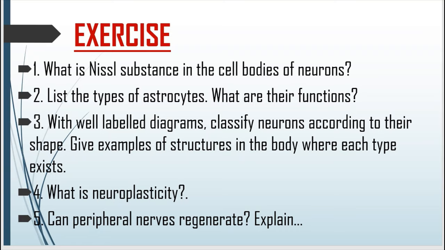And then the next thing you have is an exercise saying: what is the Nissl substance in the cell bodies? List the three types of astrocytes and their functions. With your labelled diagrams, classify neurons according to their shape. Give examples of structures in the body where each type exists. What is neuroplasticity? And can peripheral nerves regenerate? And then you explain this.